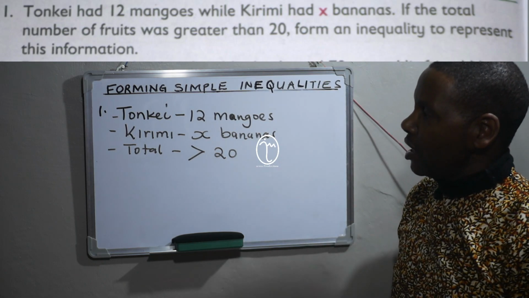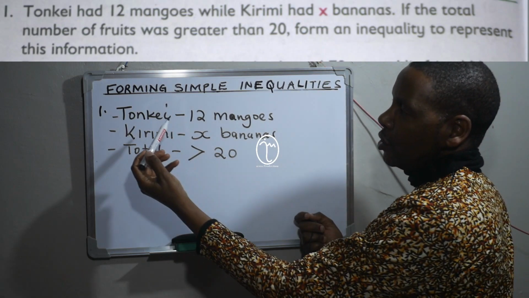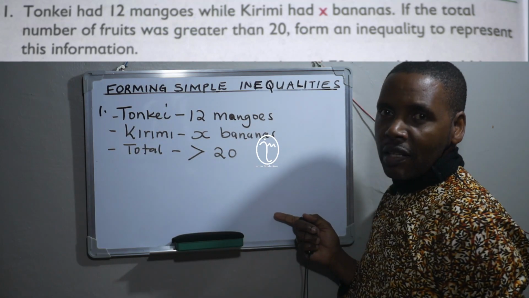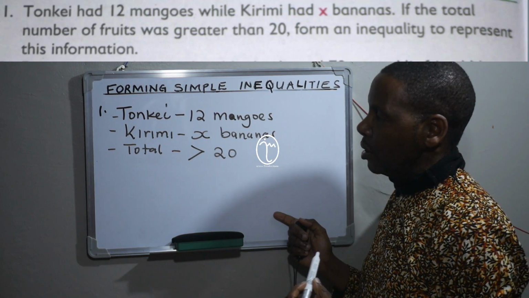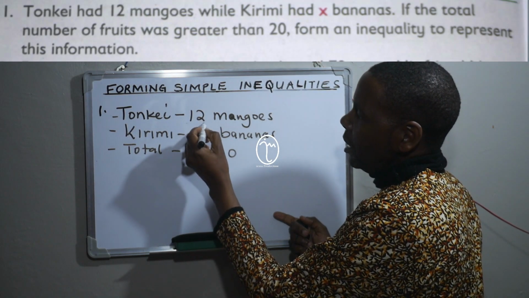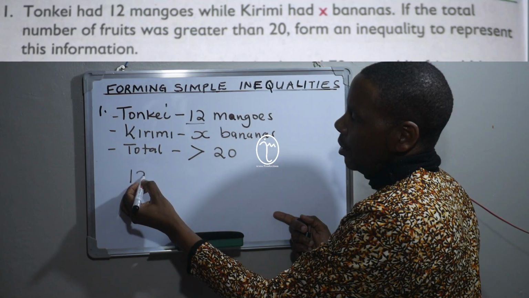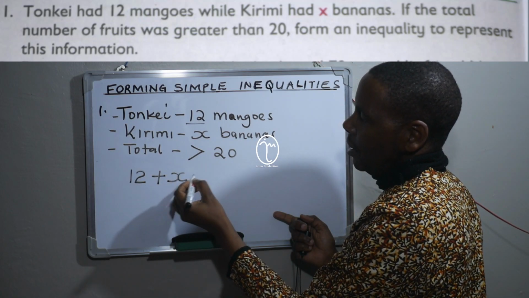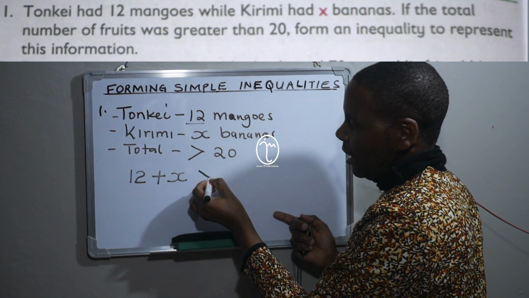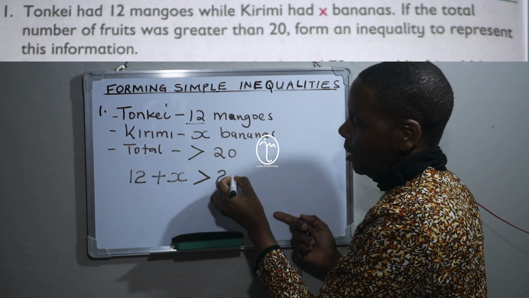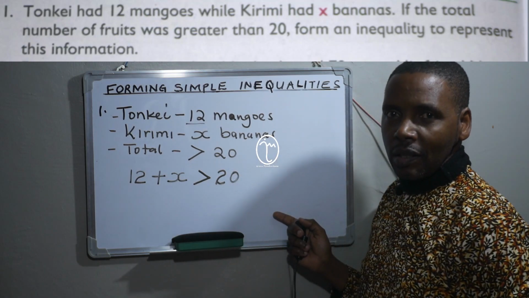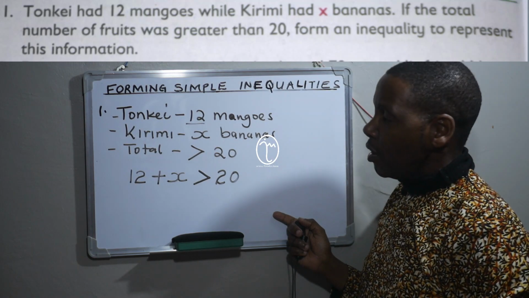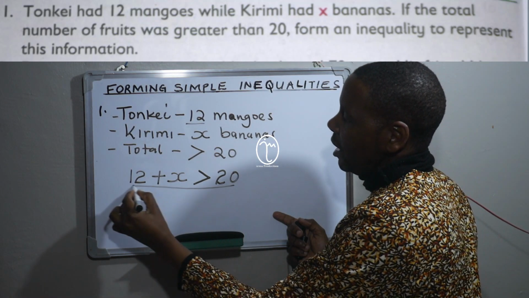So in order to form this inequality, we are going to put together what Tonkei and Kirimi had, and the sign that is supposed to put together is addition. So we just get what Tonkei had, that is 12, plus what Kirimi had, that is X, totals to greater than 20. And that's the end of it, because we are only told to form, not to simplify. So when you are forming, you just leave it at that stage.